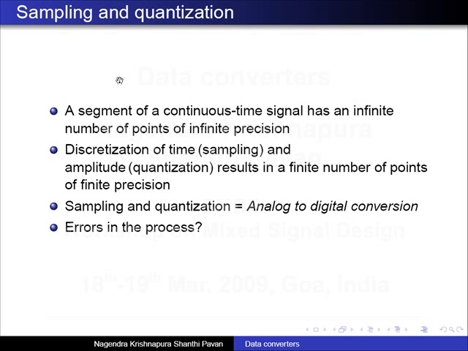So if you take a short segment of continuous time signal, let's say my speaking this one sentence, it has an infinite number of points even in that finite segment, and also each value is defined with infinite precision, because it can take on any value. Now, when we discretize the time, that is we sample the signal only at some instances of time, we get only a finite number of samples, but the value itself is still defined with infinite precision.